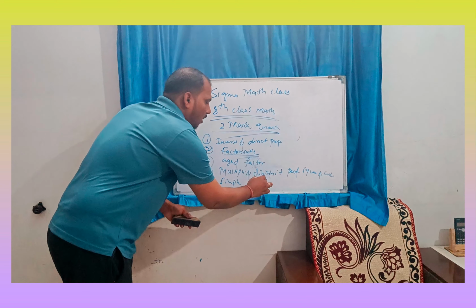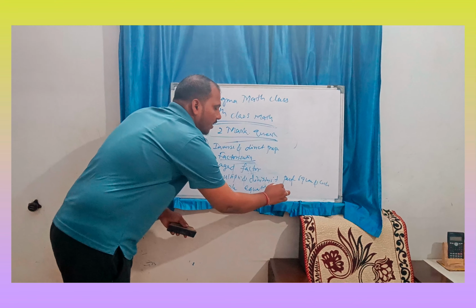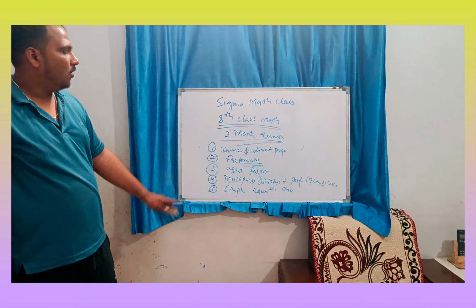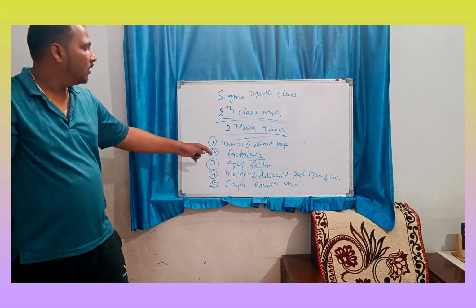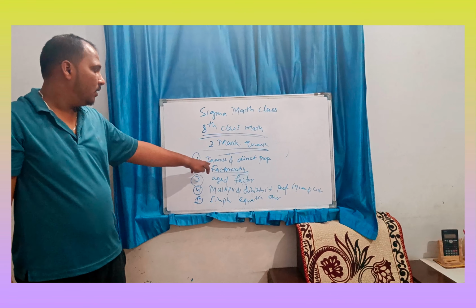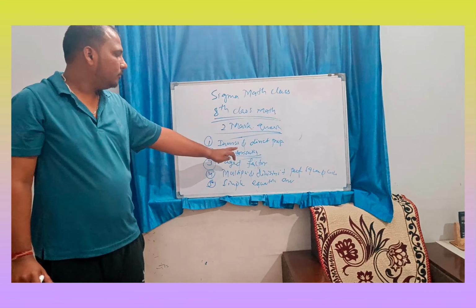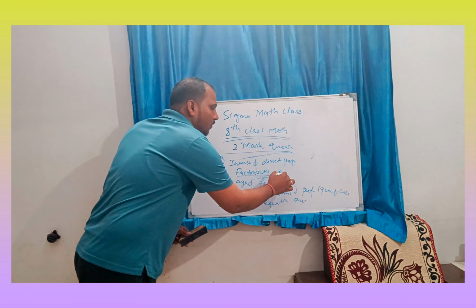Simple equations, then one-variable questions. One equation should be solved. Then inverse and direct proportion: one question. Factorization: one question, where a formula is given. Already know the formulas.